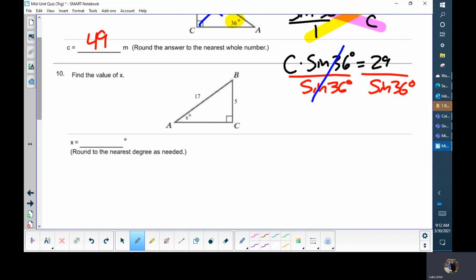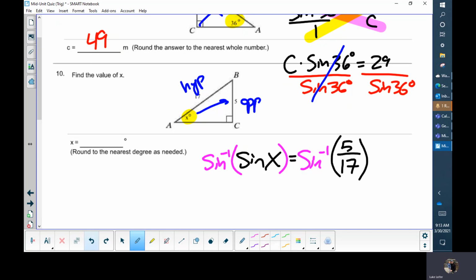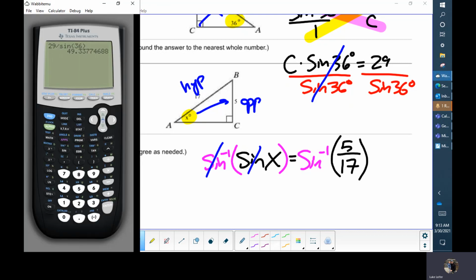Oh, angle. I know I'm going to have to use the inverse button. Opposite, hypotenuse again, just like the problem above. The sine of x, I don't know what x is, equals 5 over 17. I believe that's a 17. Let me see. Yep. I leave some space. How do I make this go away? The inverse. So take the inverse of both sides. These go away. And now, again, back to the calculator.